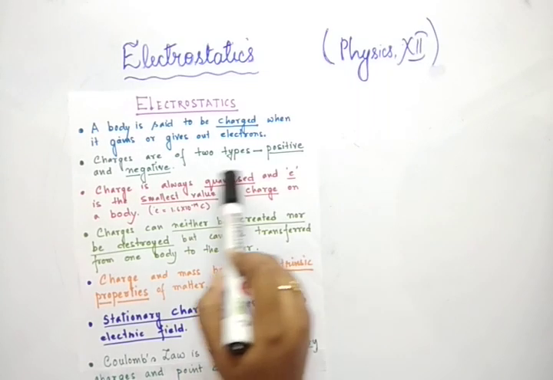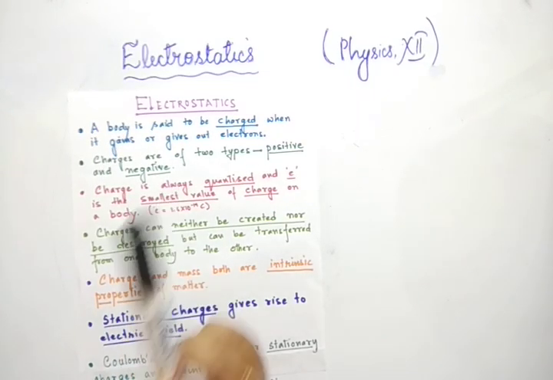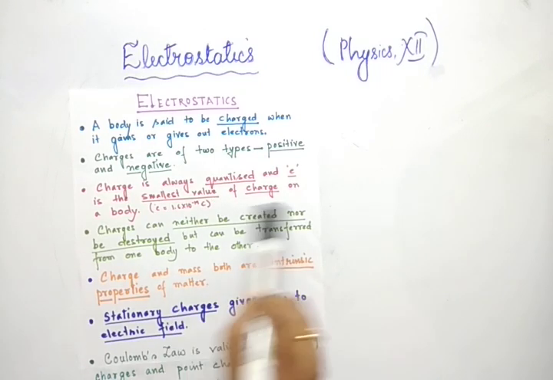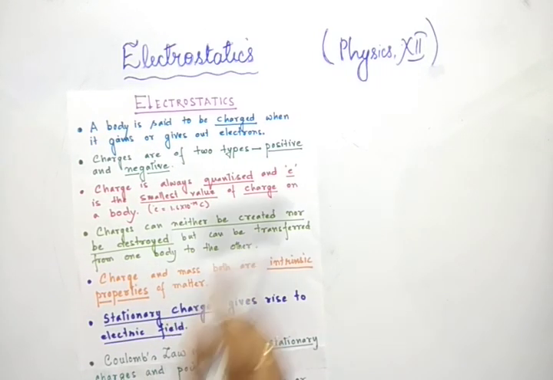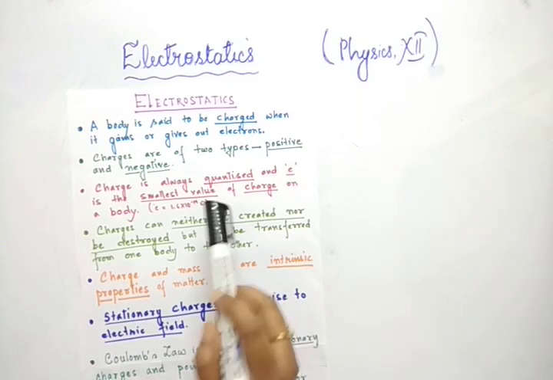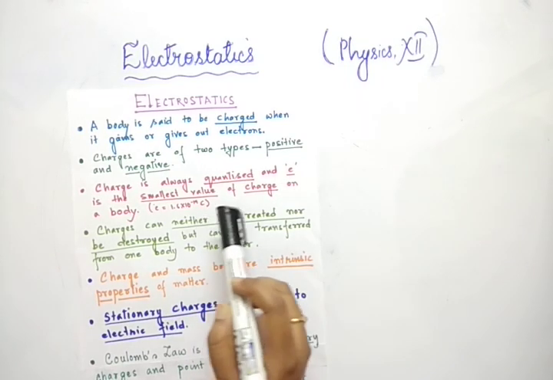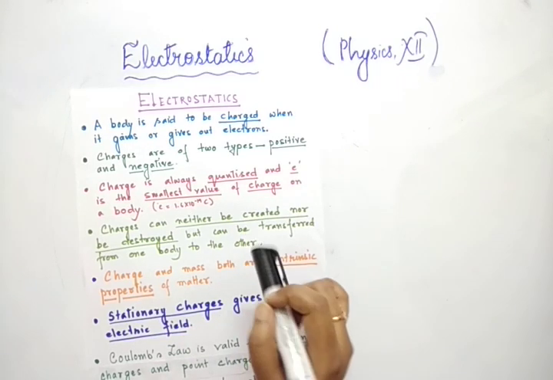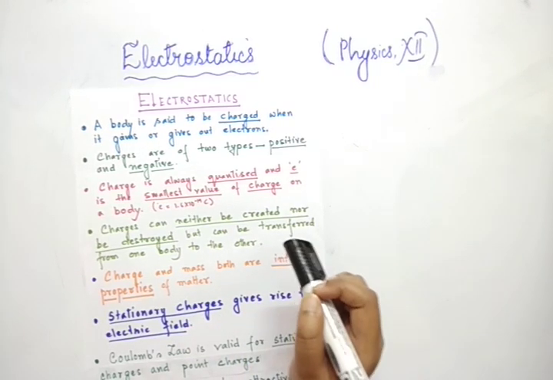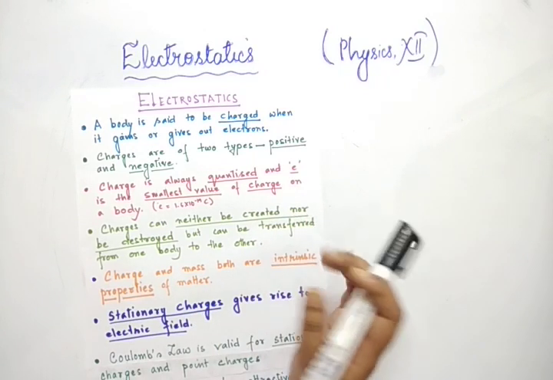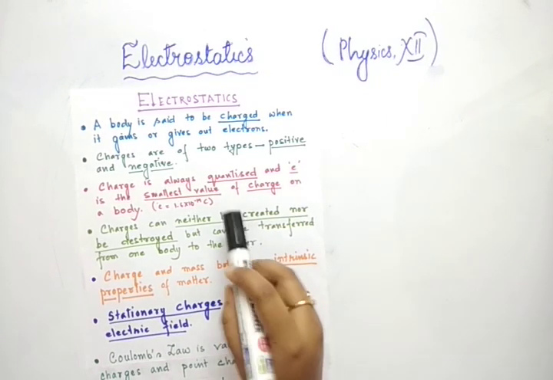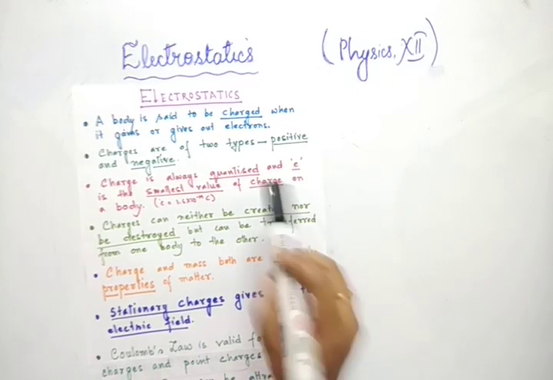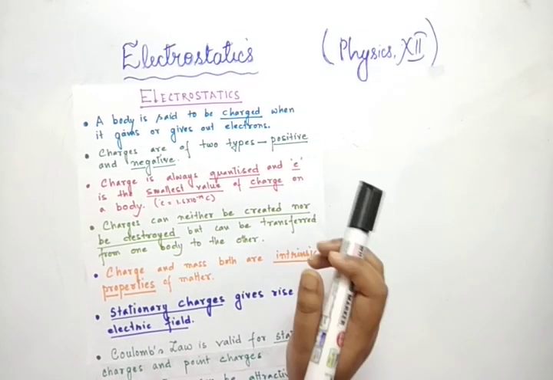Next point, charges are of two types, positive and negative. Then charge is always quantized, and the electron charge is the smallest value of charge on a body, which is equal to 1.6 × 10^-19 Coulomb. So we all know that Q = NE. We have learned this formula, that is, charge on a body is equal to N times E, where N is an integral multiple, N can be 1, 2 or any whole number but not fractional, and E is the charge of an electron.